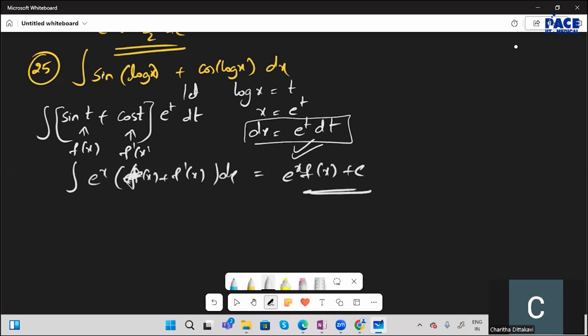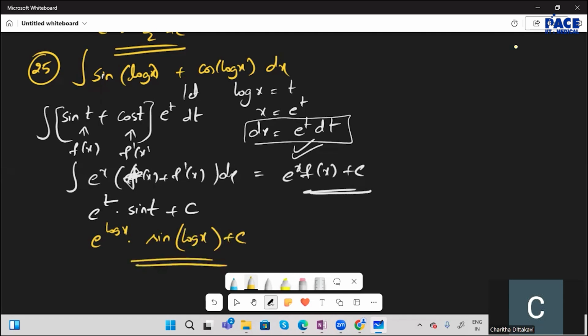So now this is nothing but e power t. Now we are using t, right, isn't it? e power t into sine t plus c. But resubstituting back your t is very important. So e power log x into sine t is nothing but log x plus c. Right, that's it. That's your 25th question.